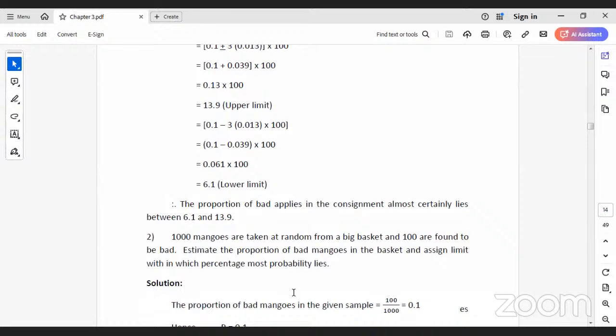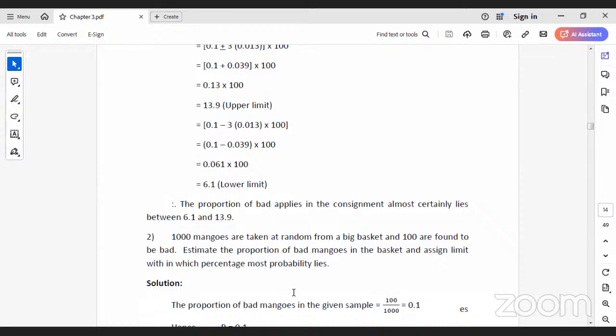Okay. So here, see, in the previous problem, 500 apples, we got 50 bad apples. So in this problem, 1000 mangoes are taken at random from a big basket. Okay. 100 are found to be bad. See, 1000 mangoes were taken from the big basket, 100 bad mangoes are there. So we have to find out the limits where these bad mangoes lie.